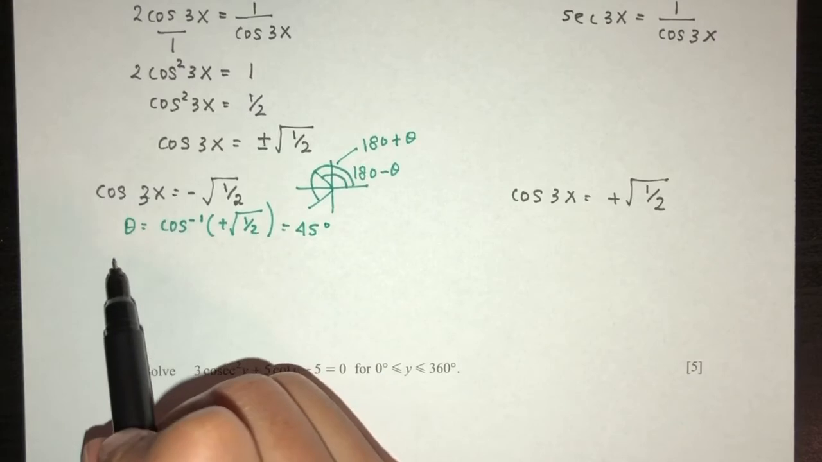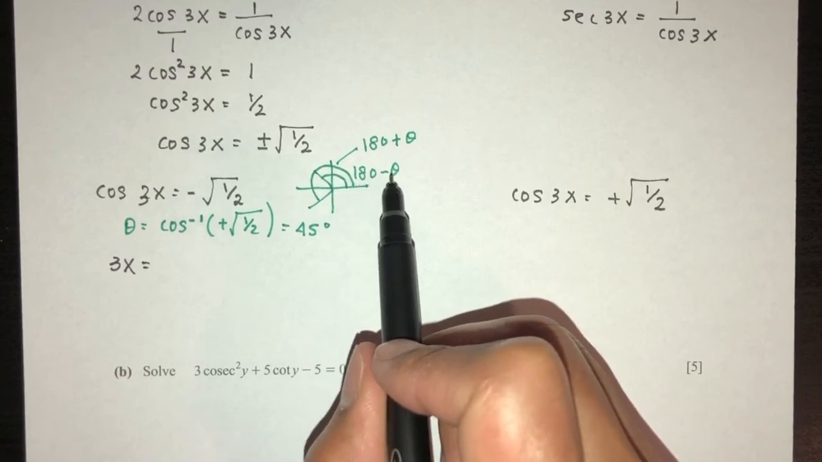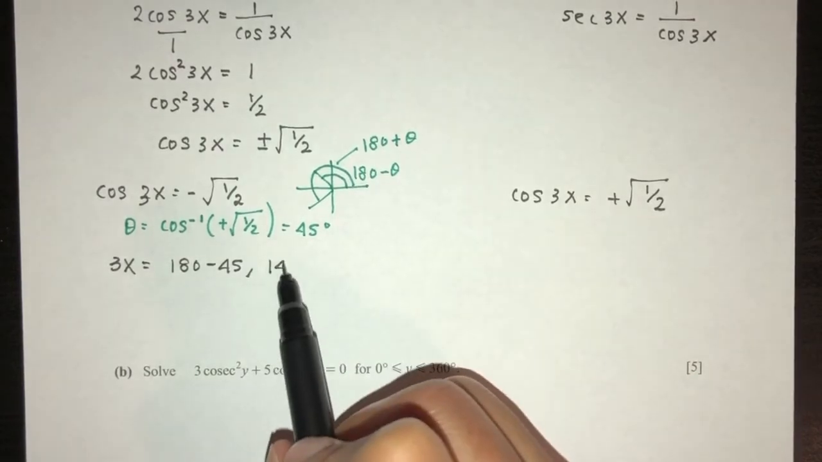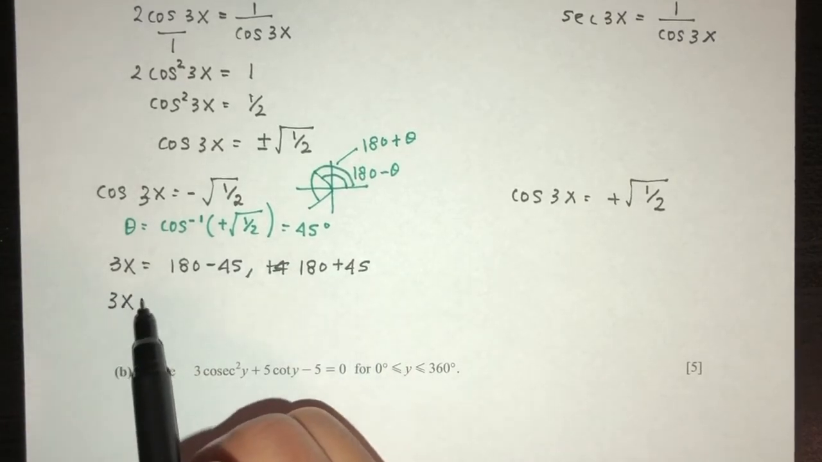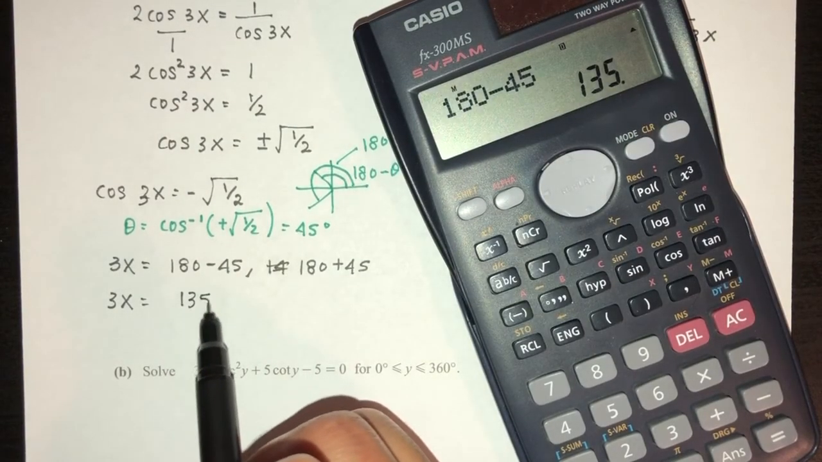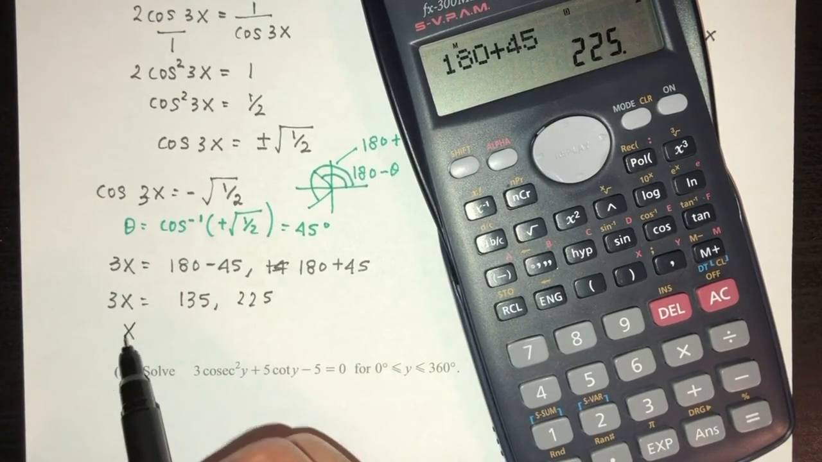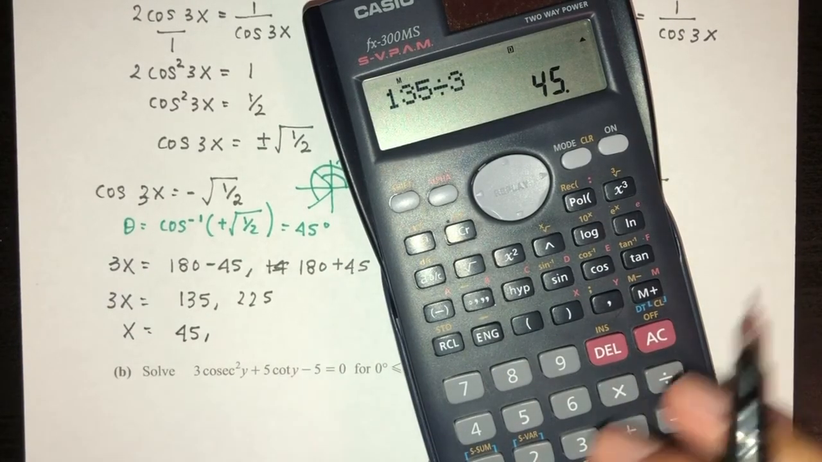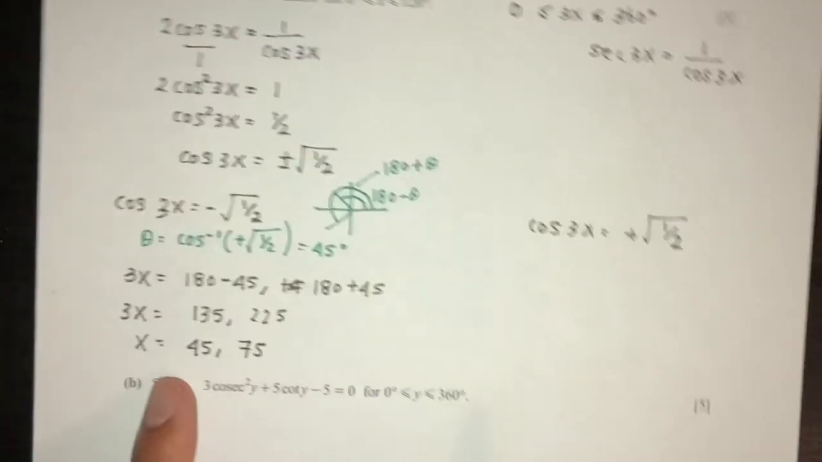Now next step, 3x is, first one, 180 minus theta, so 180 minus 45, and it can be 180 plus 45. So to solve, 3x is equal to what? That is 135, or it can be 225. So x is what? 135 divided by 3, that is 45. 225 divided by 3, that is 75. Okay, that is your 2 values of x for this one.